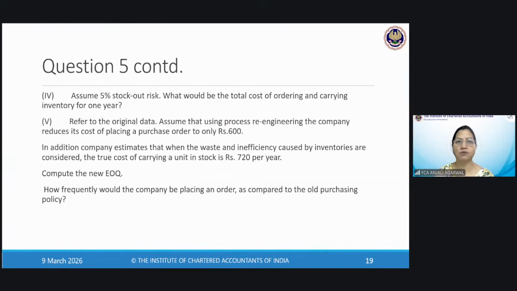Assume 5% stock out risk. What would be the total cost of ordering and carrying cost? So, okay. Firstly, you will calculate 2 into U into P upon S. So that would be 2 into 54,000 into 9,000 was the placing cost and 300 was the storing cost. So 2 into 54,000 into 9,000 divide by 300 under root. It comes out to be 1,800 units are ordered.